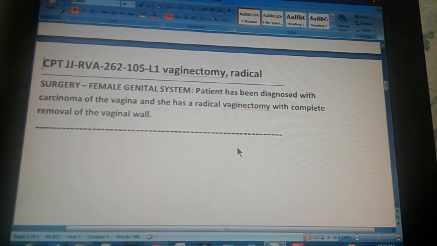Patient has been diagnosed with carcinoma of the vagina. And she has a radical vaginectomy with complete removal of the vaginal wall. So the patient is a lady who has cancer in her vagina. So we're going to take the vagina out, and we're going to take out also the vaginal wall. Okay? So that is the procedure. So we're going to count to 3, so you can pause the video and give us the CPT code for this procedure. 1, 2, 3.